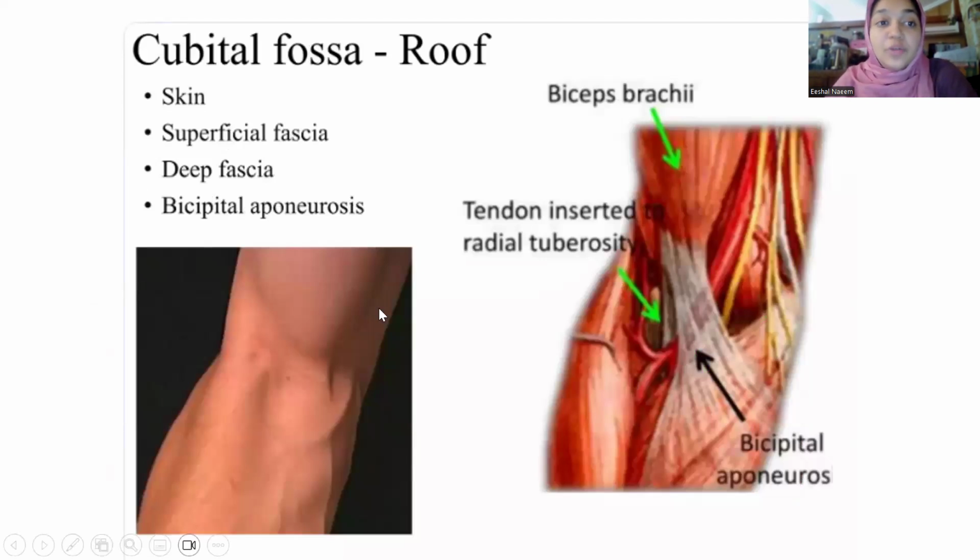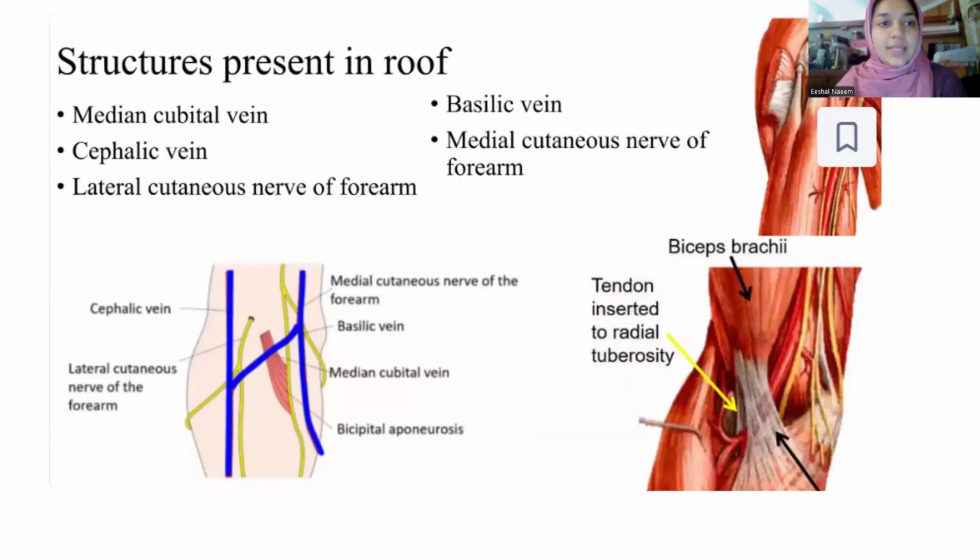In the cubital fossa roof, I have the skin, superficial fascia, deep fascia, and then the bicipital aponeurosis. The bicipital aponeurosis is very important because it separates the overlying venous system from the underlying arterial system, right? The bicipital aponeurosis basically helps to fix the veins on top of it in one position, and that's why it's very easy to take an IV sample from this area. IV means intravenous, right? Or to give an IV injection in this area.